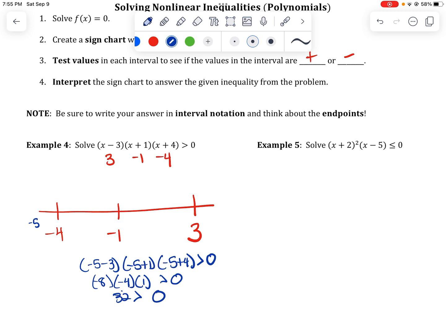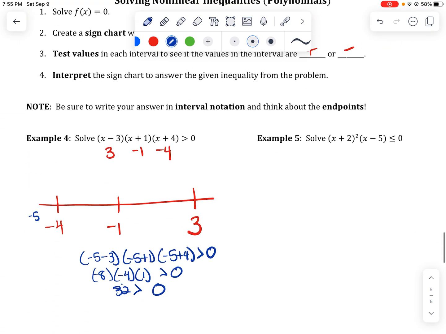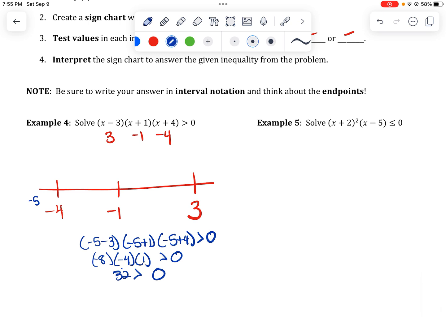So this turns out to be, whoops, positive. Did I do that right? -5 minus 3 is -8. -5 plus 1 is -4. -5 plus 4, oh, this is -1, so that's -32. My bad there. So if that's -32, this area right here is negative.